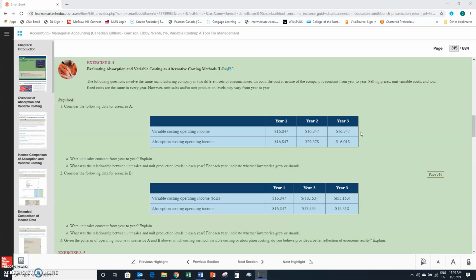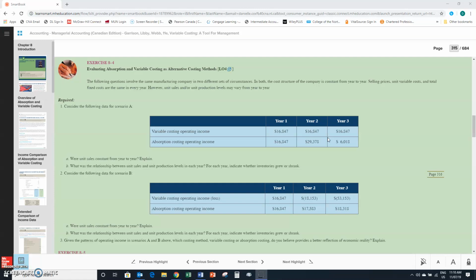Then in part B, what was the relationship between unit sales and unit production levels in each year? We need to say, did inventory grow or did it shrink? Well, in year one, they were the same. So everything that was produced was sold. In year two, absorption costing is higher. The operating income is higher than it is under the variable costing method.